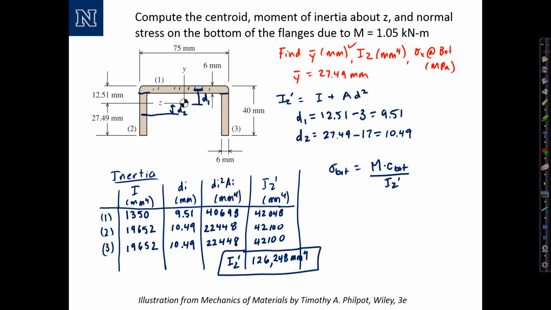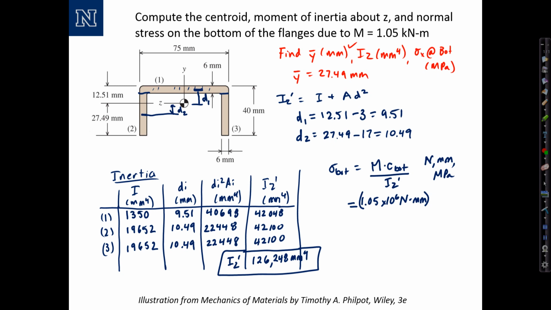Starting with the moment. First of all, I want to make note of my working units. I want to calculate stress in megapascals, so my working units are newtons, millimeters, and megapascals. My moment is given in kilonewton meters. I'm going to convert that to newton millimeters by multiplying by 10 to the 6th, 1.05 times 10 to the 6th newton millimeters. So kilonewtons to newtons by multiplying by 10 to the 3rd, and meters to millimeters is also multiplying by 10 to the 3rd, and that's where I get the 10 to the 6th.